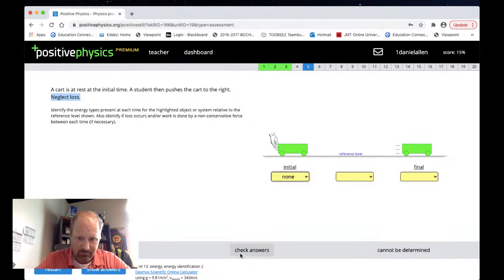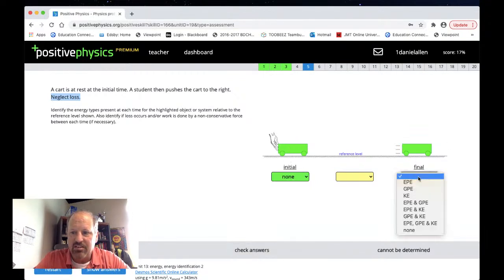There's no height. Checking the answer on that. None. And then as it's being pushed, also identify if loss occurs and/or work is done by a non-conservative force between each time. So initially there's nothing, and then at the end there's no gravitational potential energy, but there is definitely kinetic energy. So how do we go from nothing to kinetic energy?